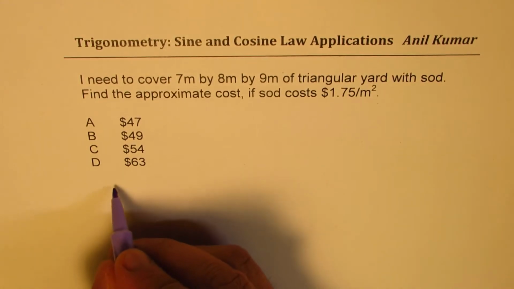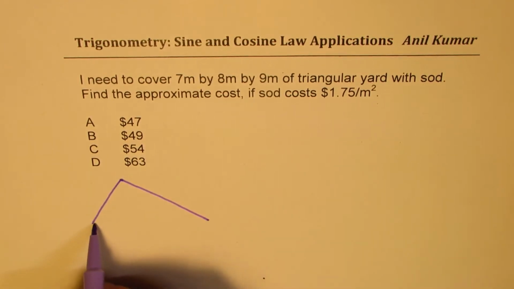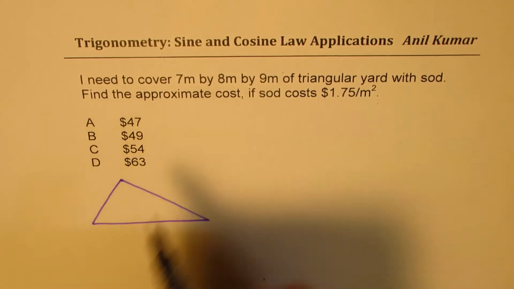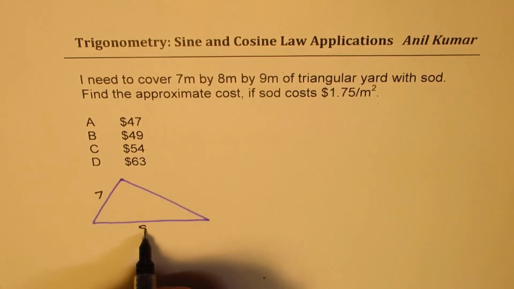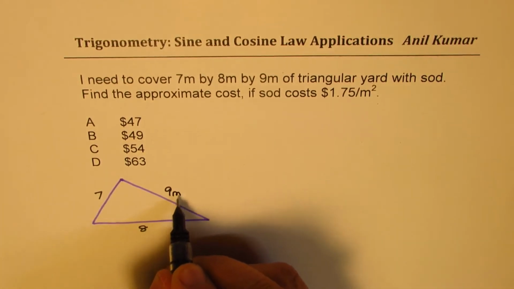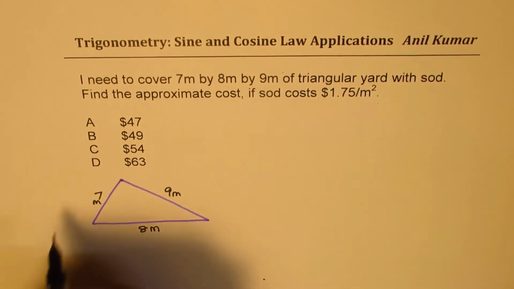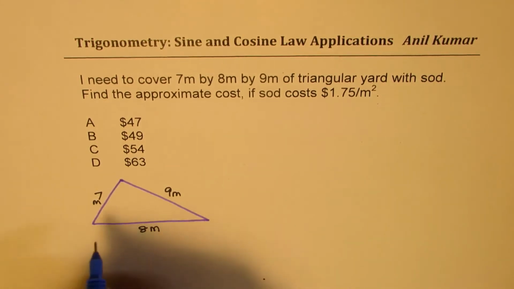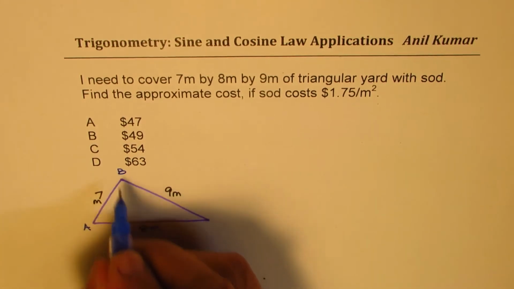So let's make a sketch here. Let's say these are the three sides of a triangle. It's a scalene triangle, all different sides, right? So this is 7, this is 8, and that is 9. Units are meters. Okay. Now we need to find the area of this triangle first. Let me call these sides A, B, and C.